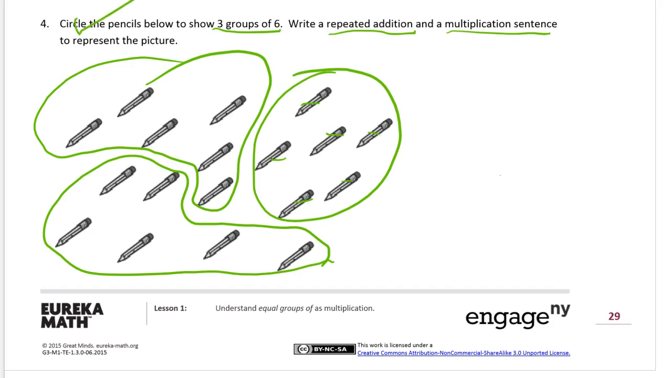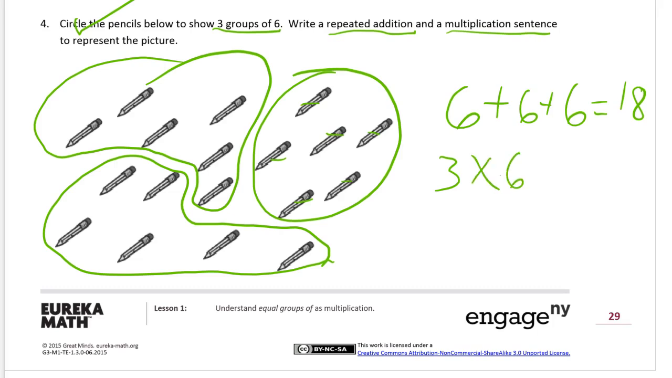Now repeated addition, we're adding 6s. Because there's 6 in each group, and there's 3 groups, there's going to be 3 6s. 6 plus 6 plus 6 equals 18. There's my repeated addition sentence. Then the multiplication sentence is going to be 3 groups of 6, so it's 3 times 6 equals 18, and that's our product.